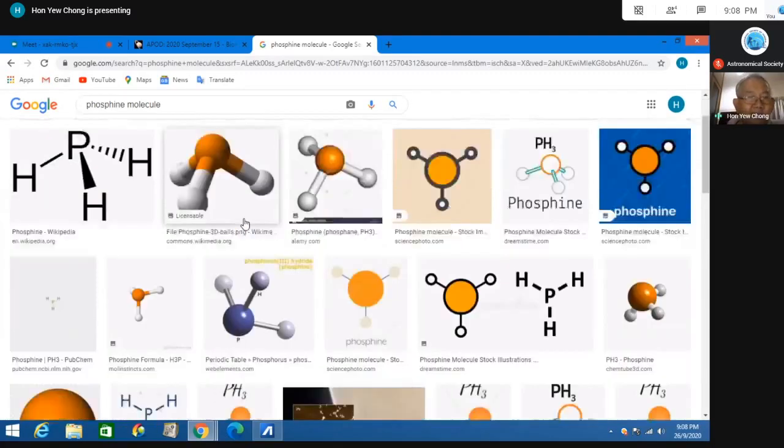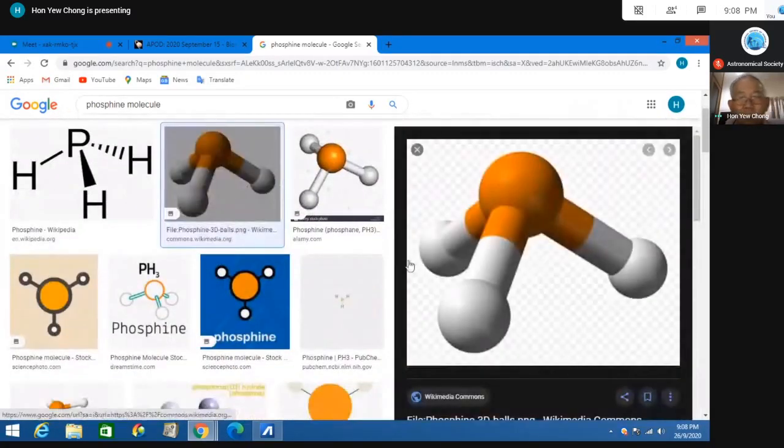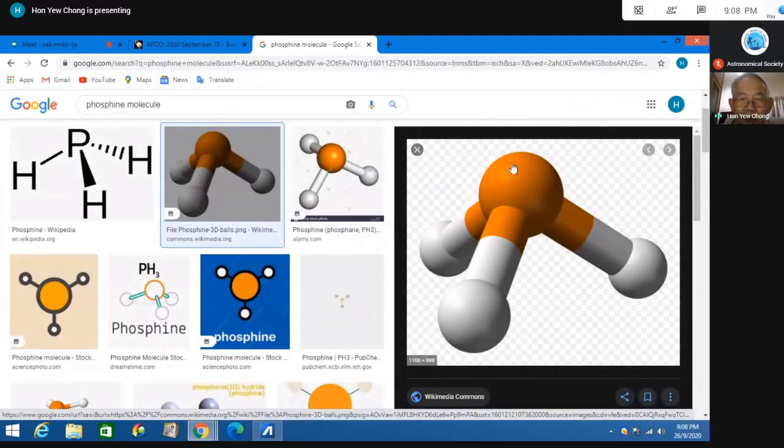So basically, you can see here on the right, the center orange is of course phosphorus. The three white ones are hydrogen atoms. What is connected between the phosphorus atom and the hydrogen atom is a covalent bond. So you have three covalent bonds binding the three hydrogen atoms to one phosphorus atom. So this is a phosphine molecule.